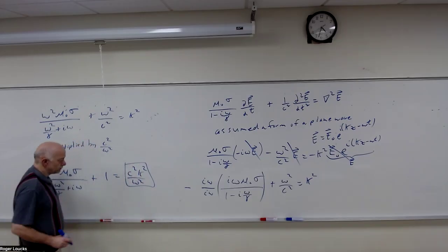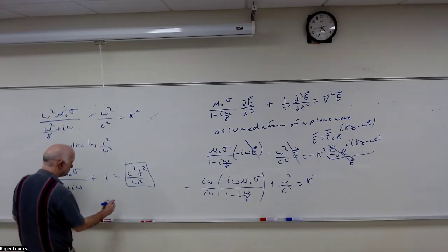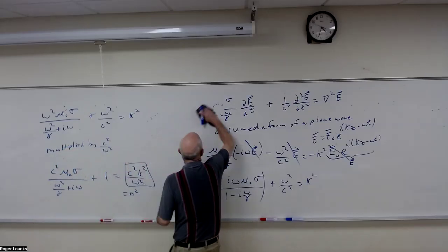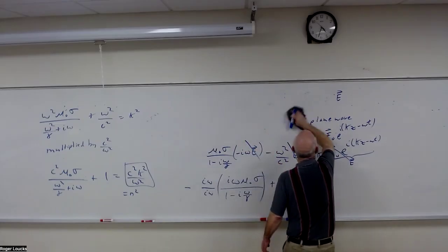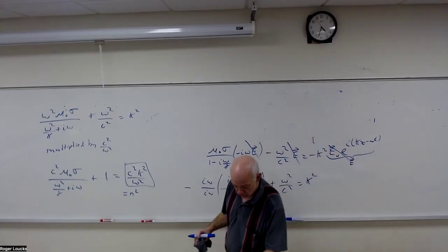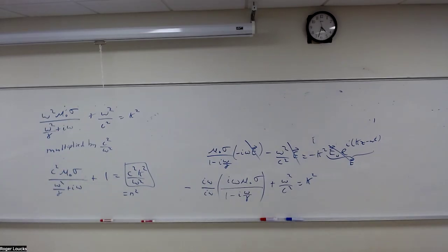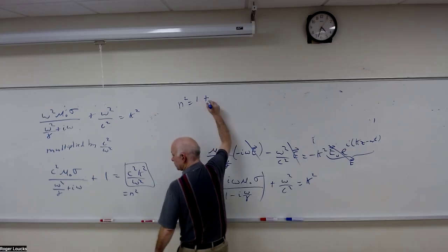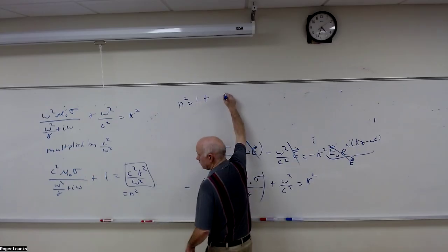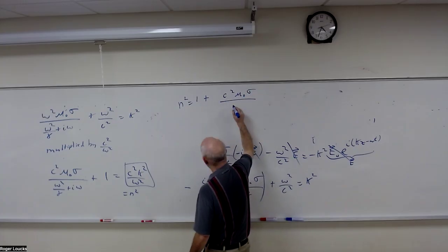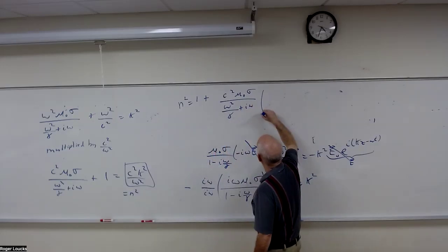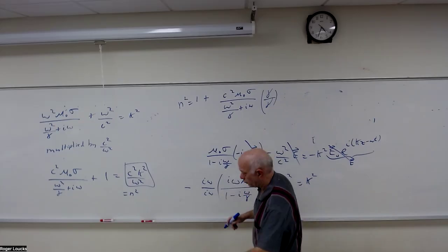What did we say this term is here? That's our n squared. So this gives us n squared equals 1 plus c squared mu naught sigma over gamma plus i omega. And we'll multiply this side through, top and bottom, by gamma. And I think this is where we left off yesterday.